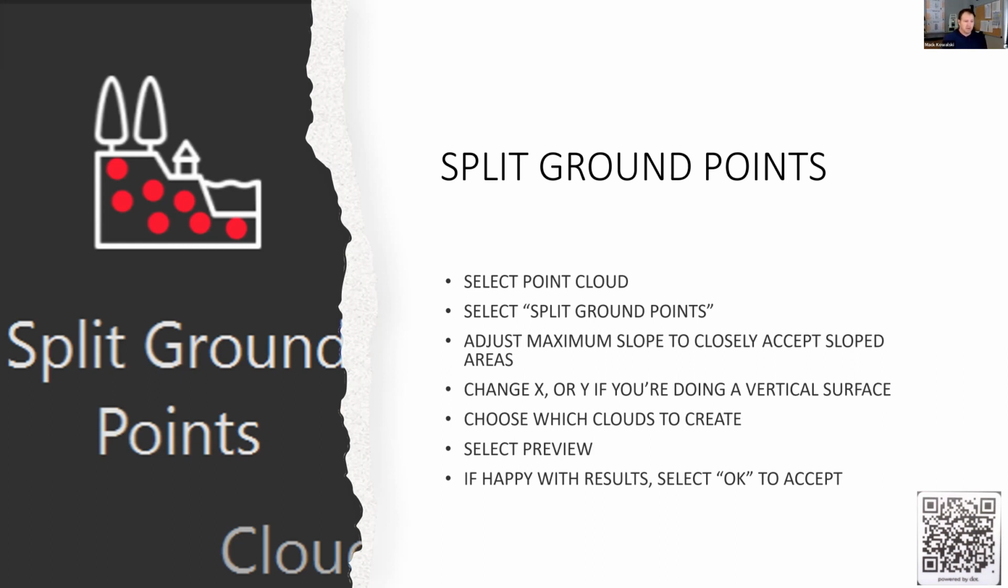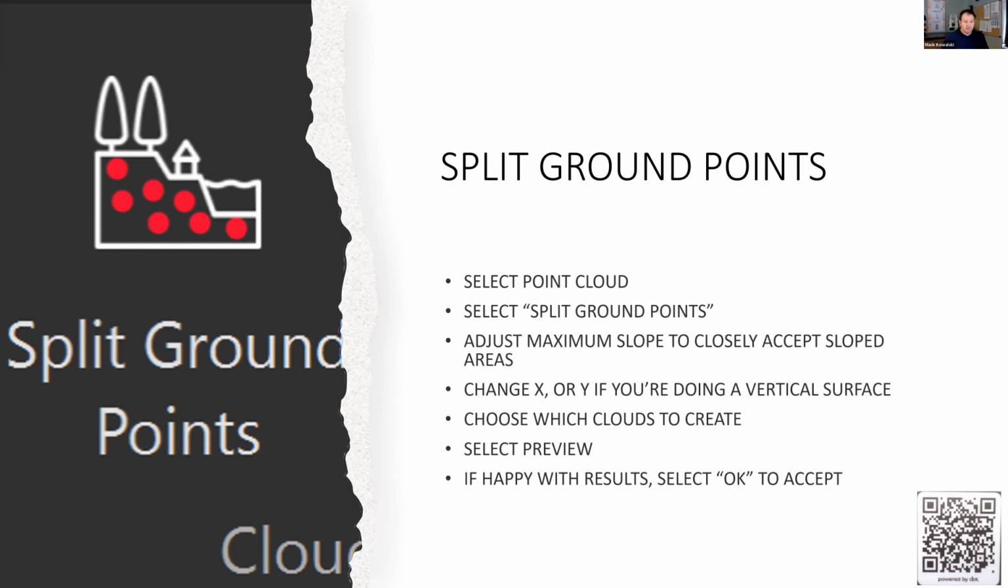Very similar to most other things, you will select the point cloud first. You will select the tool, split ground points. You're going to adjust the slope to match what is out there. If you know there's a valley and you want that in it, you're going to move the slope up. And if it's a concrete slab, you're going to move it to flat. And we'll show you that here in a second.